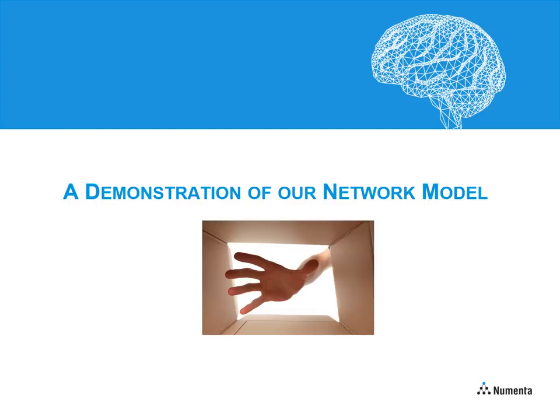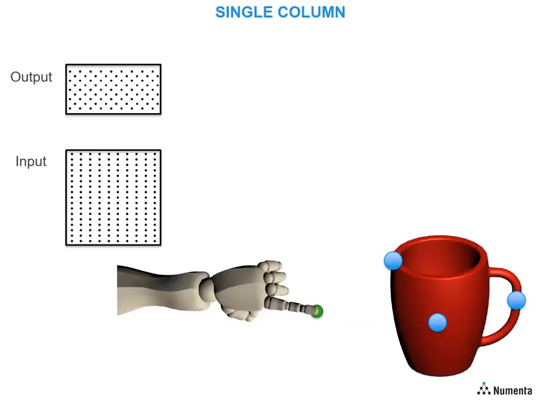We will simulate a hand, and we will assume that information from each finger goes into distinct cortical columns. We will first demonstrate inference with one column, and then how multiple columns cooperate to perform inference faster. On the left, you see a one-column network with an input layer on the bottom and an output layer on top. We assume the network has already been trained on a set of objects.